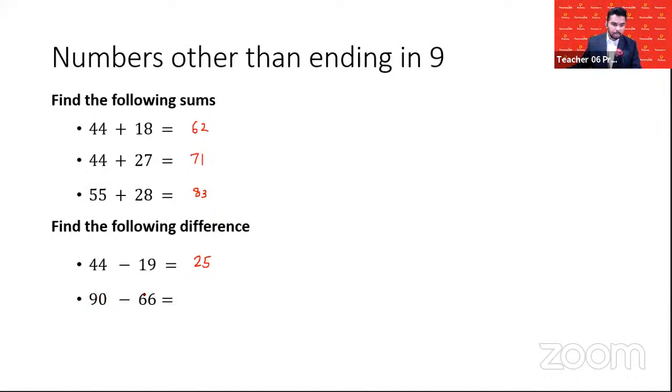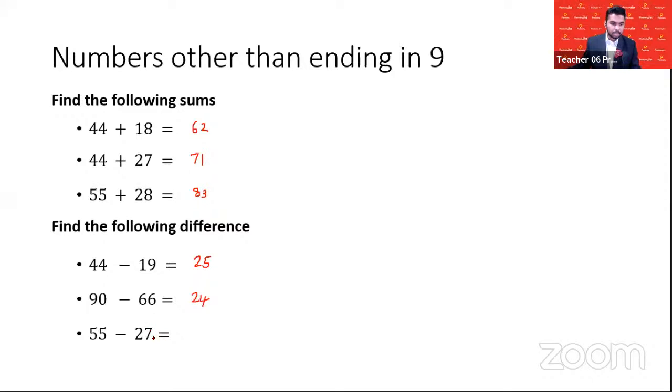So 90 minus 66. How do we do that? 90 minus 70 is easy to do, which is 20. So 4 is the difference with the base. So you have to give back 4 to it. So the answer is going to be 24. So no pen and paper required. You can directly do all this in the mind.